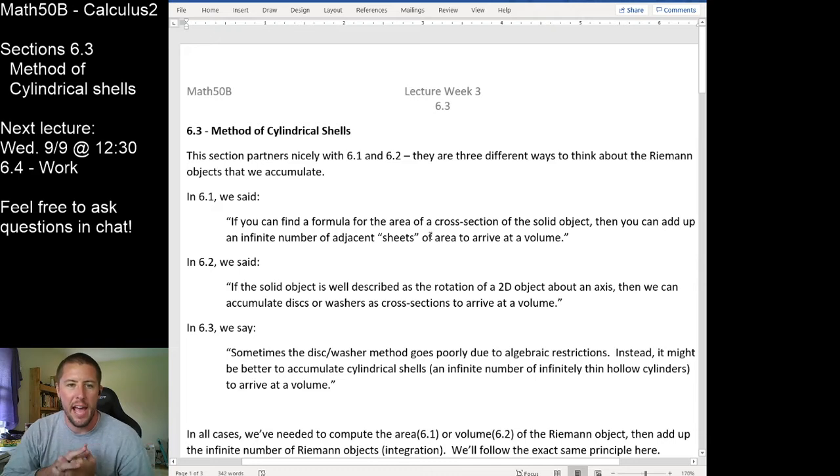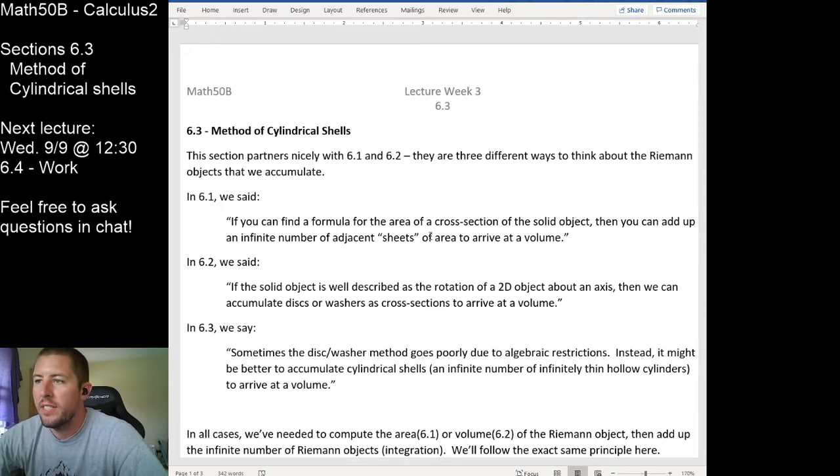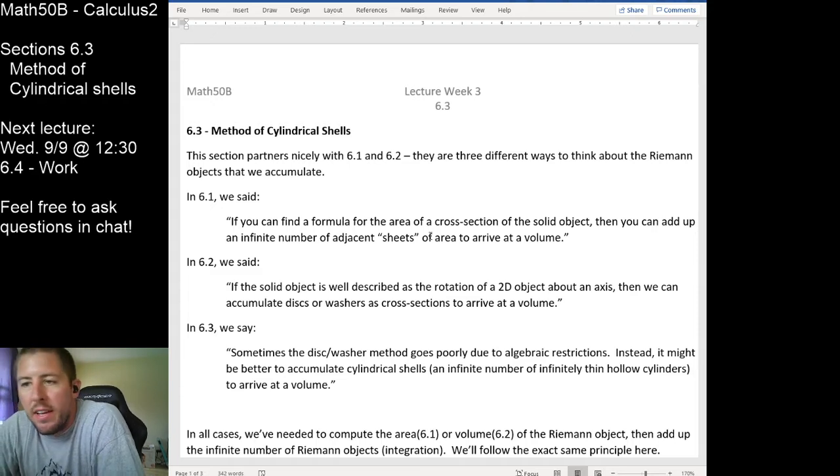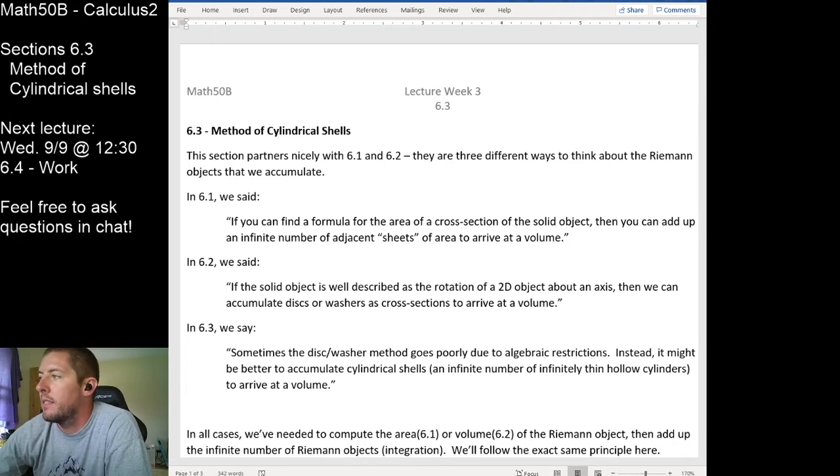Today we are looking at our section 6.3, our method of cylindrical shells. And what's really important when we're talking 6.3 stuff is that we recognize that 6.1, 6.2, and 6.3 are all doing the same job for us. They're just handling it in different contexts.